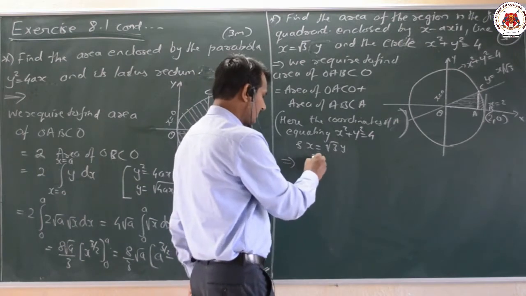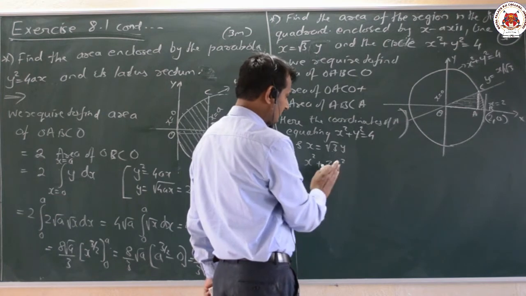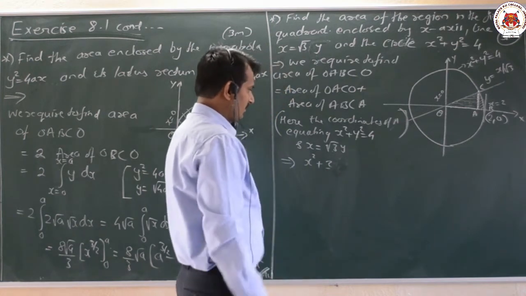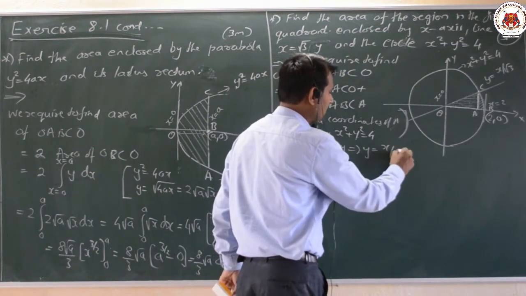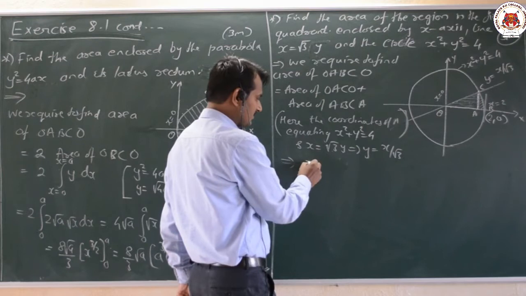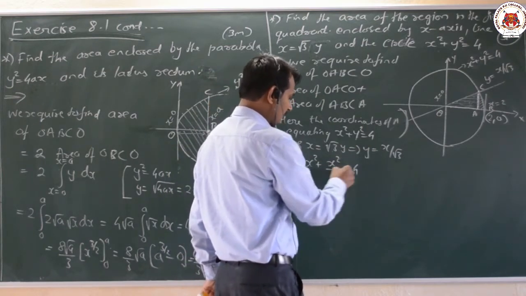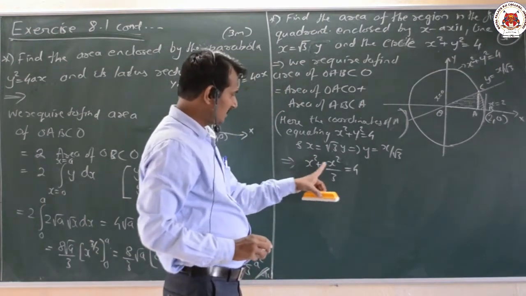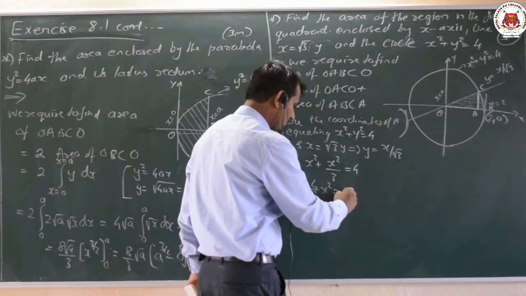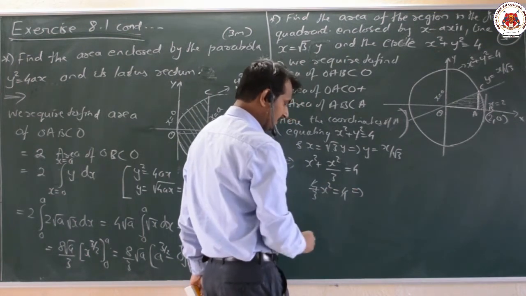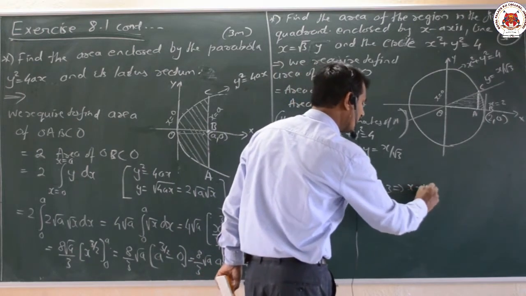I will substitute x equal to root 3 into y in the above equation, that is, x square plus 3 y square. Or y is equal to x by root 3, and substituting above, x square plus x square by 3 equal to 4. Now you add it, 3 plus 1, that is 4 by 3. 4 by 3 x square is equal to 4. That implies 4 gets eliminated, and x square is equal to 3. That implies x equal to root 3.